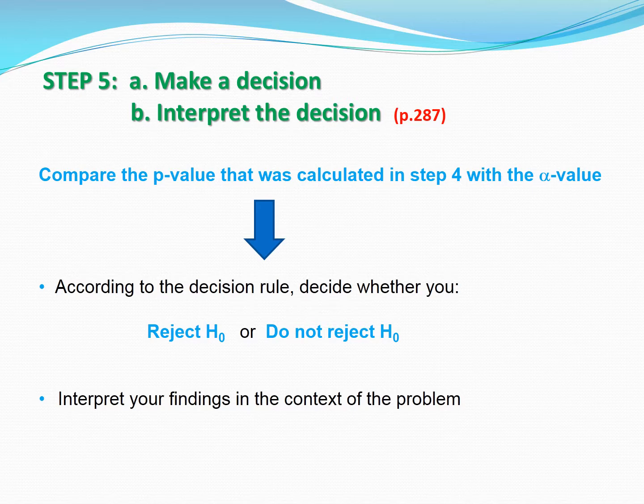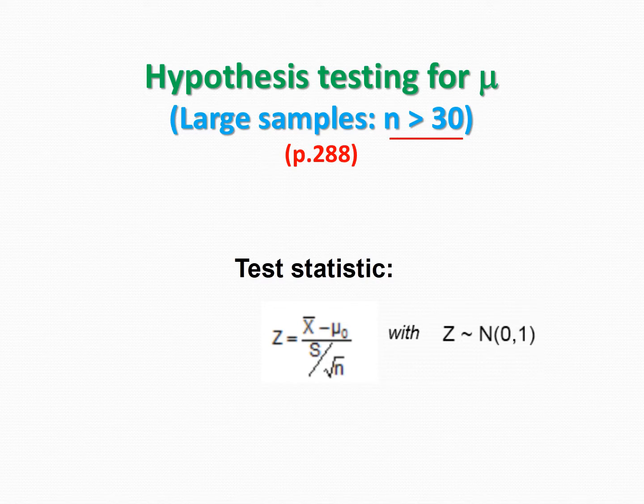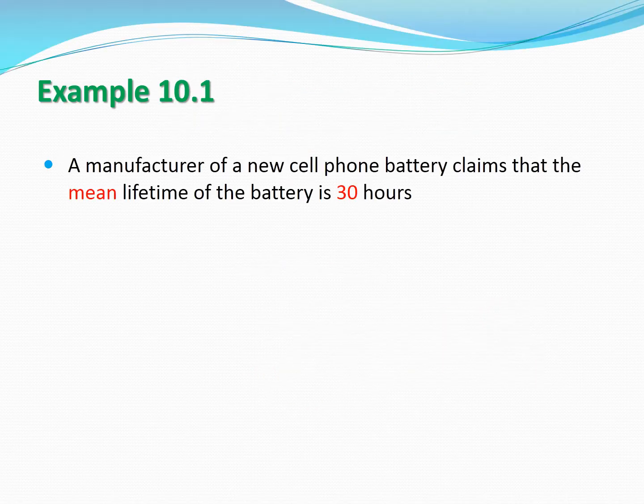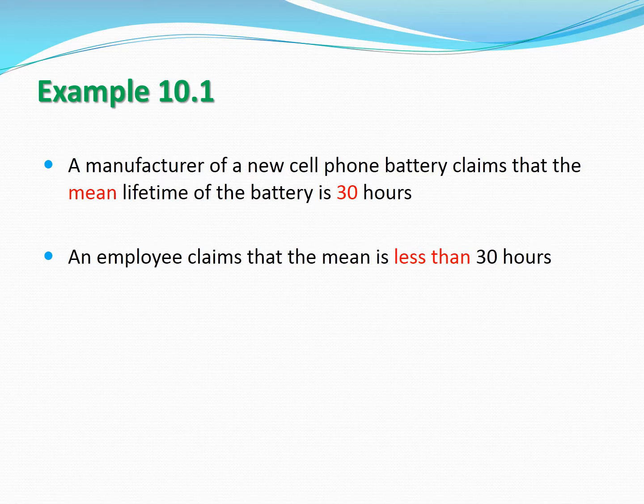So let's look at an example where we do a hypothesis test for the population mean working with large samples. So that means that our sample size is greater than 30. So this will be the test statistic and its distribution that we will use. In example 10.1, they tell you then, a manufacturer of a new cell phone battery claims that the mean lifetime of the battery is 30 hours. So this is our claimed value μ0, which will be 30. Then an employee claims that the mean is less than 30 hours. So that means we are going to test the left-sided alternative hypothesis.